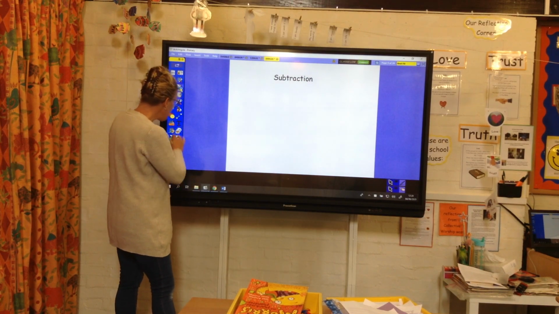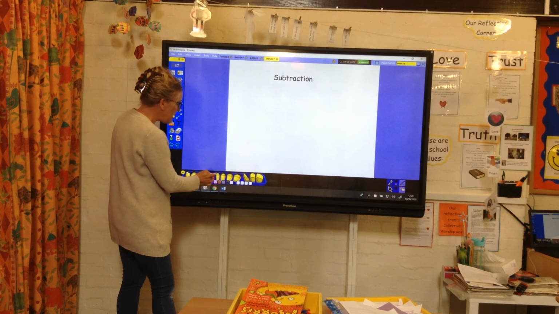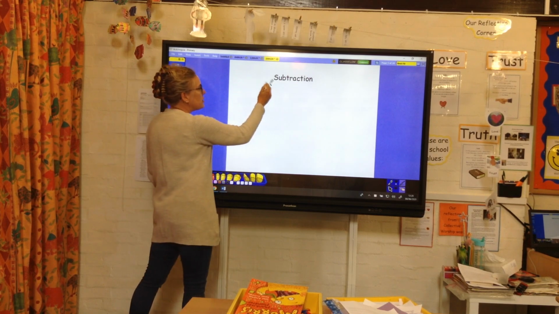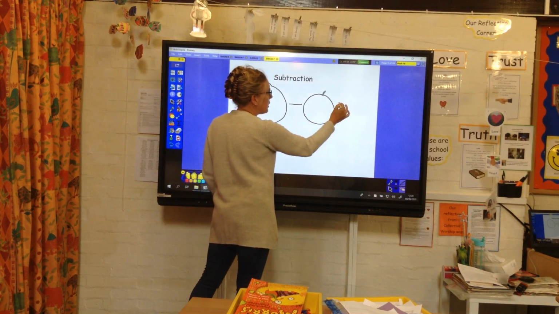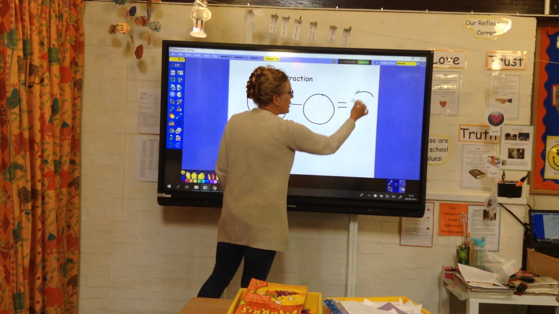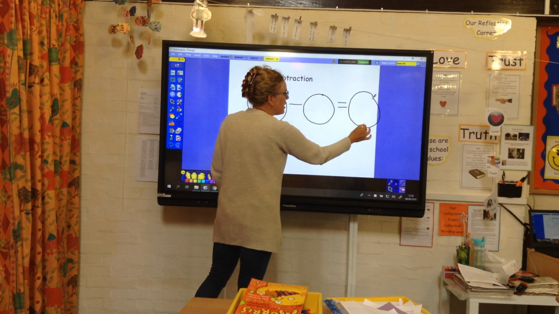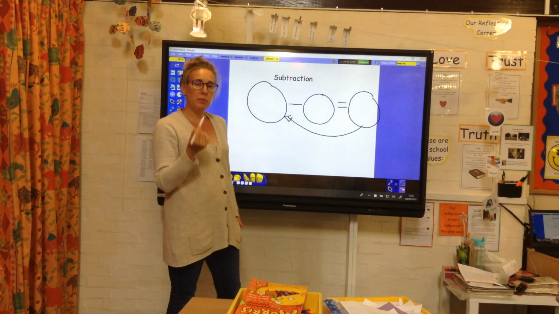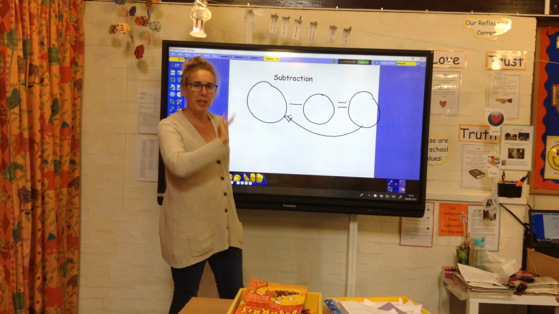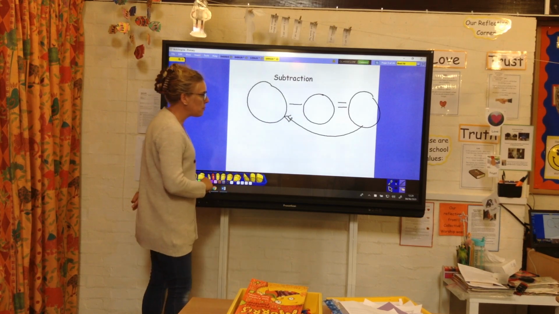So subtraction, we've been doing subtraction this week. So having a think, with subtraction, we've got a bigger number, we're taking away a smaller number because in year 2, that's what we're doing, and then the answer is always smaller than the number that you started with, especially in year 2. We don't do anything with negative numbers or tricky numbers.